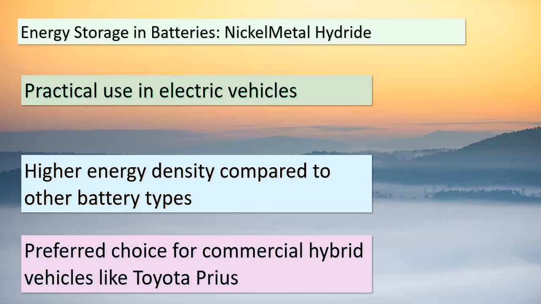Our spotlight falls on nickel metal hydride batteries, which have found significant practical use in this realm. These batteries boast a noteworthy characteristic. Their energy density is approximately 3 times higher than certain other battery types. This remarkable trait led them to be the preferred choice for commercial hybrid vehicles, such as the renowned Toyota Prius.